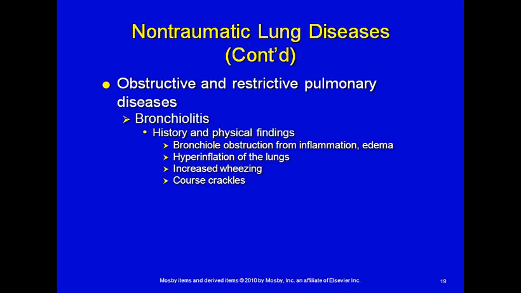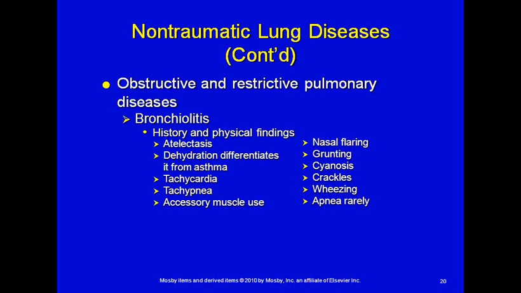Some of the history and physical findings you're going to have with bronchiolitis is the bronchioles are going to be obstructed from inflammation and swelling. You're going to have hyperinflation of the lungs. You're going to have increased wheezing because of the bronchospasm, and maybe some coarse crackles in the lungs themselves. The one thing that differentiates bronchiolitis from asthma is that typically with bronchiolitis, these patients are dehydrated, and as a result of being dehydrated, do respond favorably to a fluid bolus.